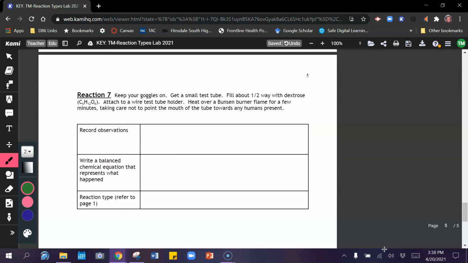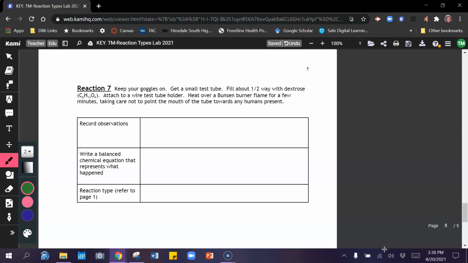All right. Reaction 7 is also one that's a little bit difficult. And the reason why is because you want to say it's combustion, because you had to light the Bunsen burner and you're adding heat, but actually it's not. We're not actually directly adding oxygen to the dextrose. This is actually going to be a decomposition reaction.